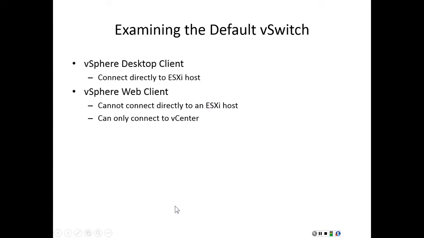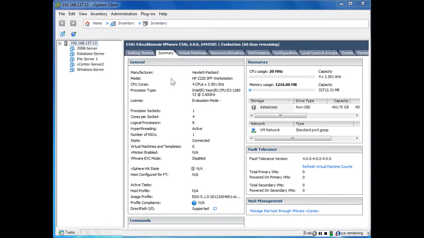Let's examine the default virtual switch, and we will use the vSphere desktop client to connect directly to an ESXi host. Now, we're not going to use the vSphere web client, and the reason for that is because the web client cannot connect directly to an ESXi host. The vSphere web client can only connect to the vCenter server, which can be used to manage ESXi hosts. So we will use the desktop client to connect directly to the ESXi host. You can see we've got the vSphere desktop client and we're connected to an ESXi host.